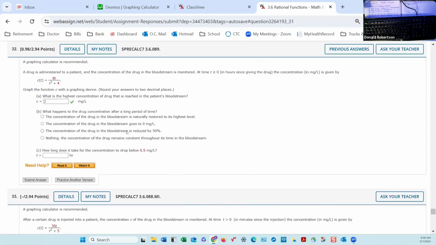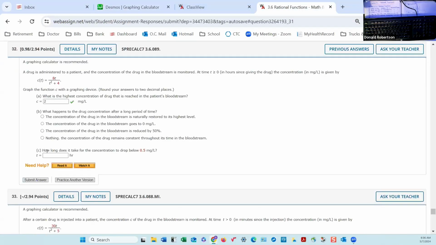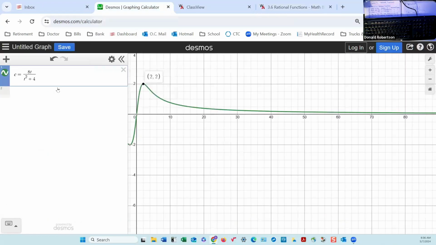There we go. Now it says, what is happening to the drug after a long period of time? If I go back to Desmos, can you see that the drug is getting metabolized and basically getting used up in the body? So it's tending to 0, which means when it reaches 0, it will be all used up. It goes to 0. Now, how long does it take the concentration to drop below 0.5? I need to return to here, and I have to put in C equals 0.5.